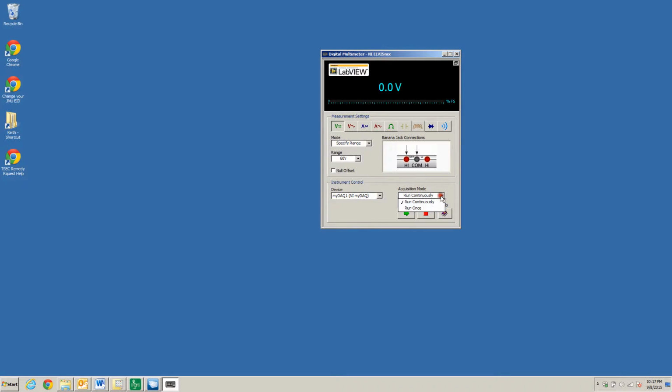And then you can do acquisition mode. You can tell it to run continuously or run once. Let's set it to run continuously. So when I push the run button, right now it's going to just act like a voltmeter.